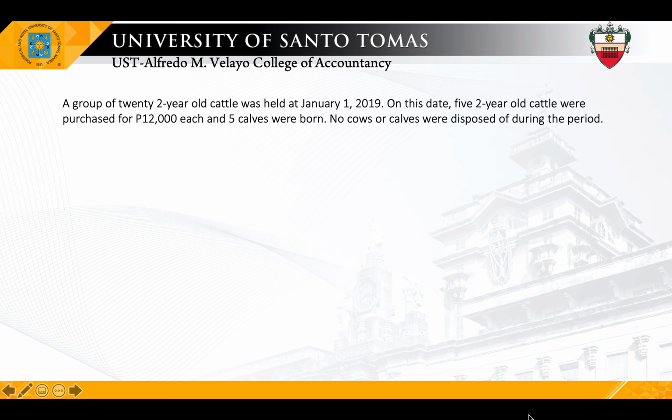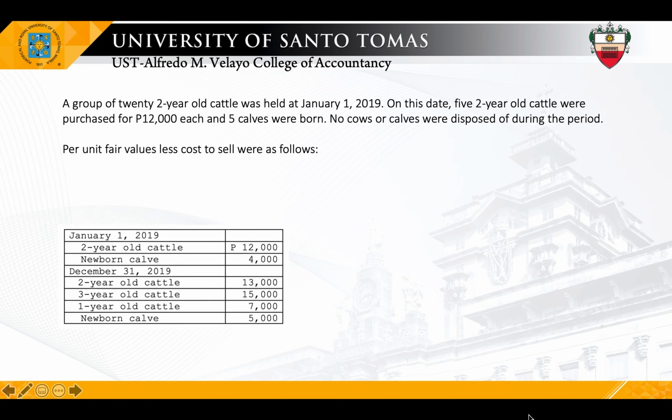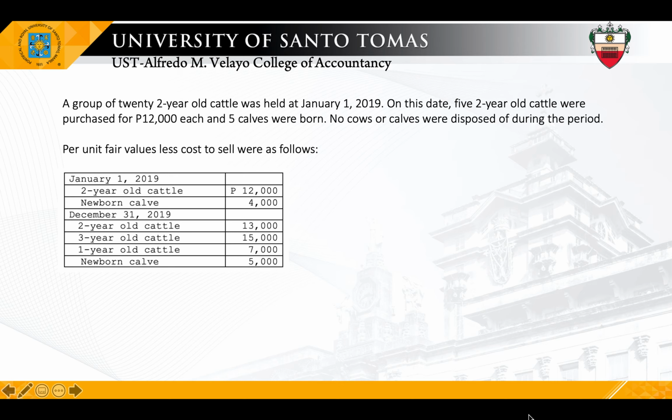A group of 2 2-year-old cattle was held January 1, 2019. On this date, 5 2-year-old cattle were purchased for 12,000 each and 5 calves were born. No cows or calves were disposed of during the year. Per unit fair value less cost to sell were as follows. January 1: 2-year-old, 12,000, newborn is 4,000. On December 31: 2-year-old is 13,000, 3-year-old is 15,000, 1-year-old is 7,000, and newborn is 5,000.